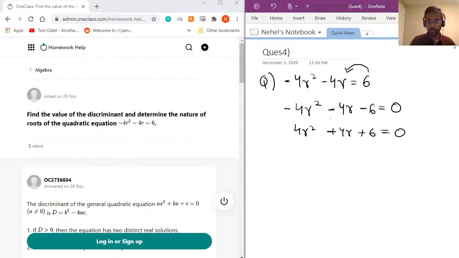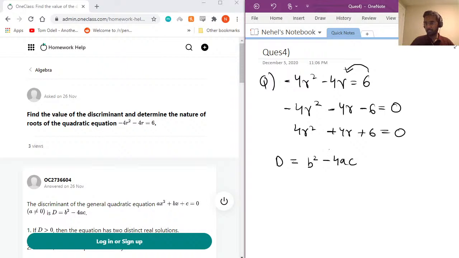The good thing about the discriminant is that right off the bat, if we calculate it, we will be able to estimate the nature of the roots. When I say the nature, I mean whether the roots are real or not, and how many roots I would have: one root, two real roots, or no real roots. So the discriminant is represented by capital D, and it's equal to b squared minus 4ac.